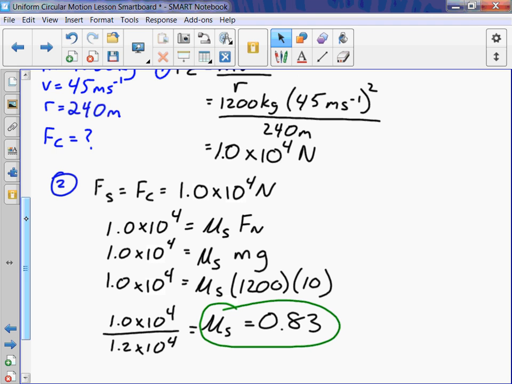Alright, so we got to throw some friction in there. That was good. We got some centripetal force, and some friction right now.